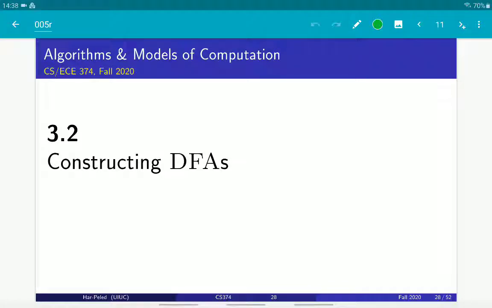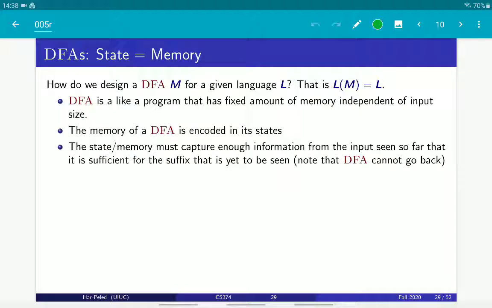Okay, so let's talk a little bit about how to design DFAs, how to build them. So usually you're given a description of a language in words, right? And you really want to think about writing a program that recognizes this language. But the trick is that you want to really think about what's the minimum amount of information you need to know at any given point in time as you read the input to recognize this language, right?